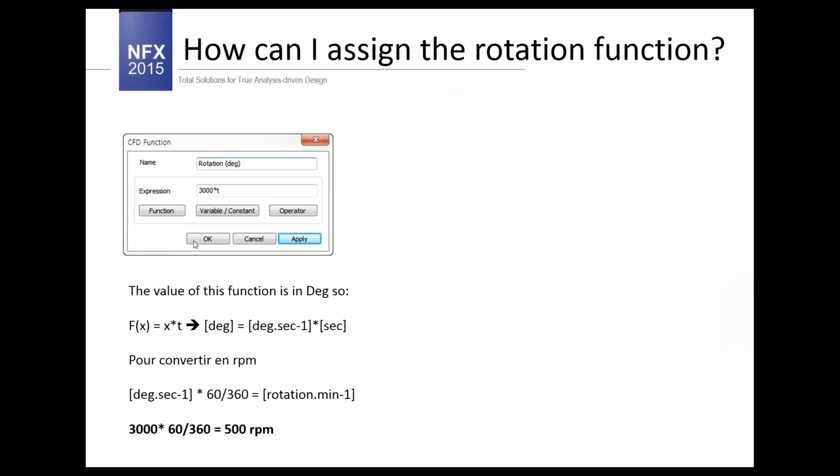The function total is in degree, so the x that you input here is in degree per second. If you have the RPM value, you can simply convert it into degree per second. So if you have RPM, you have to convert that into degree per second and multiply by t, and you will get the function for the rotation.